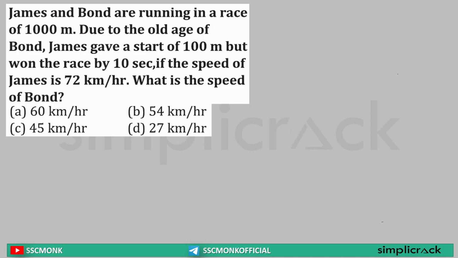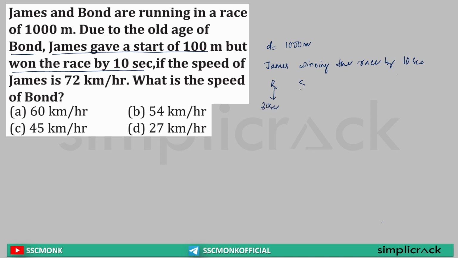Next. James and Bond are running in a race of 1000 meter. That means the total distance of this race is 1000 meter. Due to the old age of Bond, James gave a start of 100 meter but won the race by 10 seconds. See, here what is happening? James is winning the race by 10 seconds. For example, Ram and Shyam are running. Ram takes 30 seconds to run and wins over Shyam by 10 seconds. That means after this 30 seconds, for this 30 seconds, Shyam was also running.